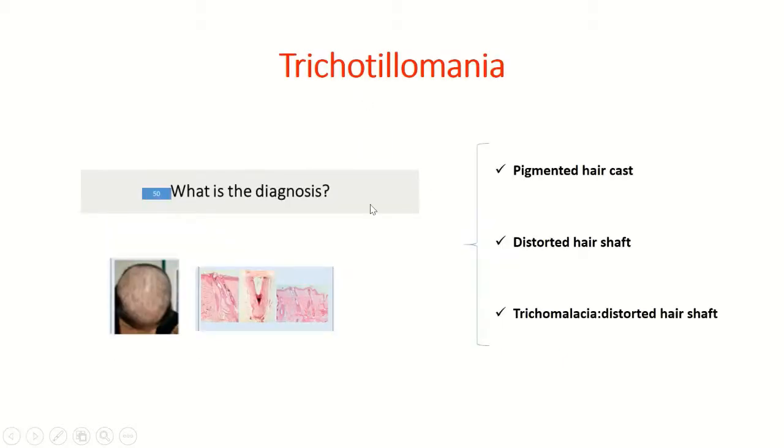And you see in the histopathology of trichotillomania, pigmented hair cast, distorted hair shaft, and trichomalacia.